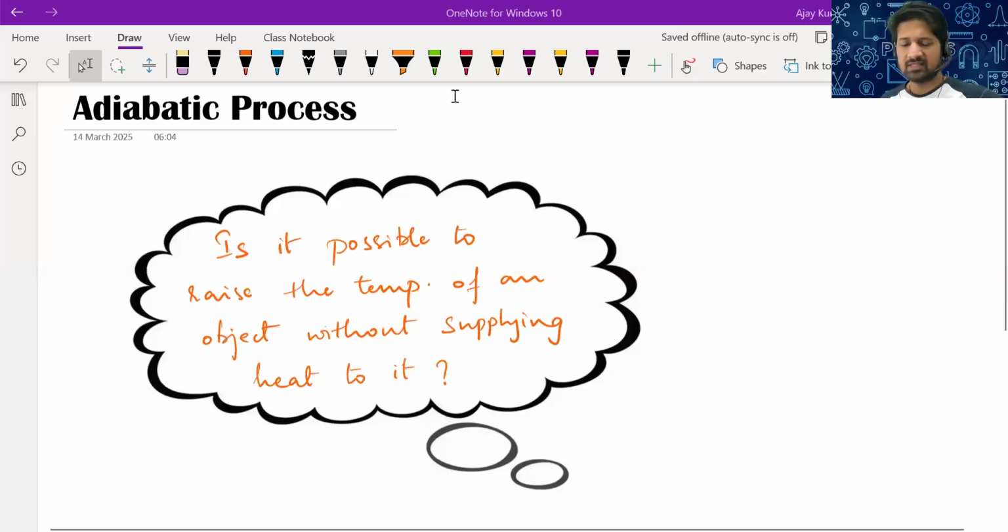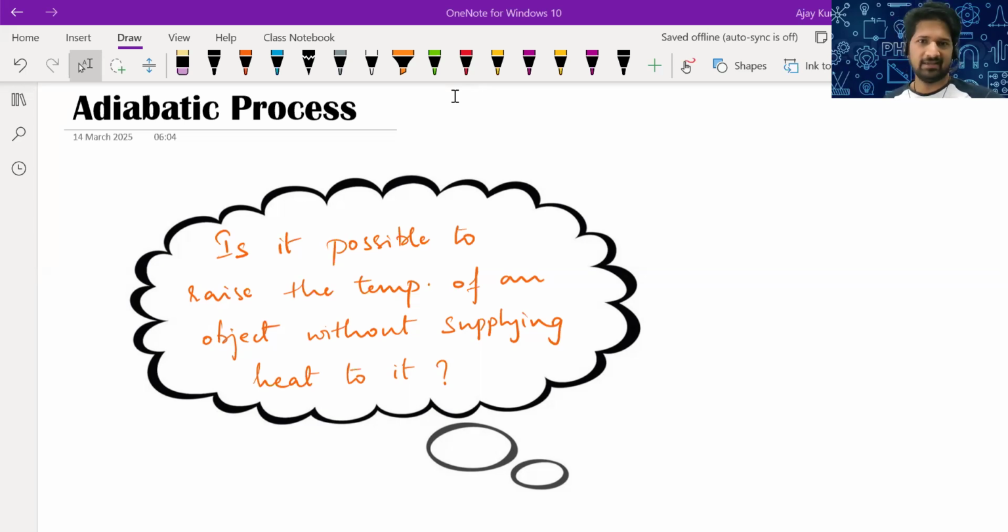Okay, I got one answer saying yes, by keeping another body which is hotter than this one in contact with it. If you keep another hotter object in contact, then it will provide heat. Heat transfer will take place through conduction, convection, or radiation, and due to that, the temperature will rise. But that is not what we are looking for.